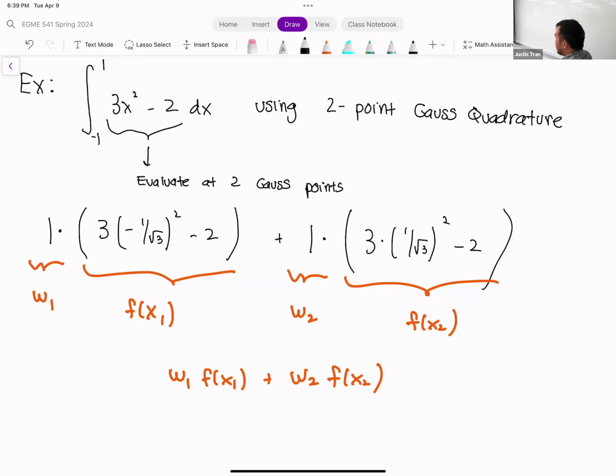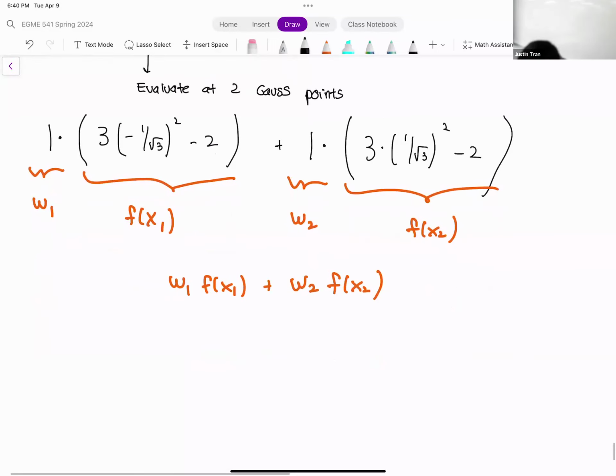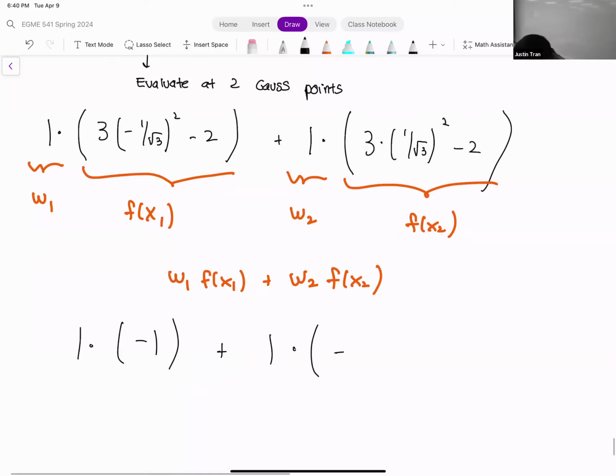Okay, so let's evaluate this. We can just evaluate this algebraically. We have 3 times (-1/√3) squared. So (-1/√3) squared is just 1/3. And so that first term there is 3 times 1/3 minus 2, which is -1, times 1, plus 1 times 3 times (1/√3) squared. So that's 3 over 3, which is 1, minus 2 is -1. And so what we get from this integral is -2.